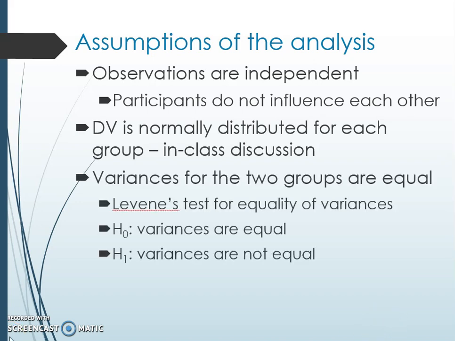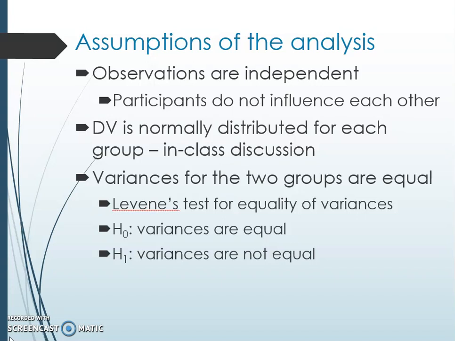The third assumption of the analysis is that the variances for the two groups are equal. Recall that variance has to do with the spread of the data, and so there's actually a test built into the analysis in SPSS, which will perform a Levene's test for the equality of variances. It is somewhat sensitive to the size of the sample, in that if you have a large sample, then it's likely to lead you to reject the null hypothesis.